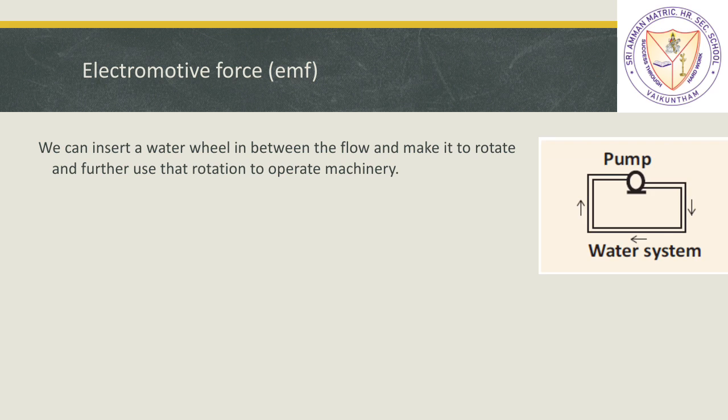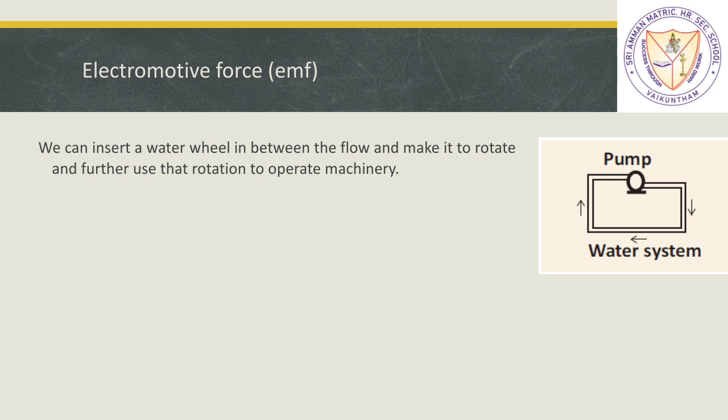So what exactly we have done here is, suppose you insert a pump in between this pipe. The pump pushes the water, then the water will start moving in the tube. Now the moving water can be used to produce some work, right? So we can insert a water wheel in between the flow and make it rotate and further use that rotation to operate the machinery.